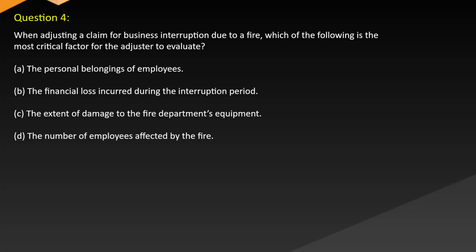Question 4. When adjusting a claim for business interruption due to a fire, which of the following is the most critical factor for the adjuster to evaluate? A. The personal belongings of employees. B. The financial loss incurred during the interruption period. C. The extent of damage to the fire department's equipment. D. The number of employees affected by the fire.